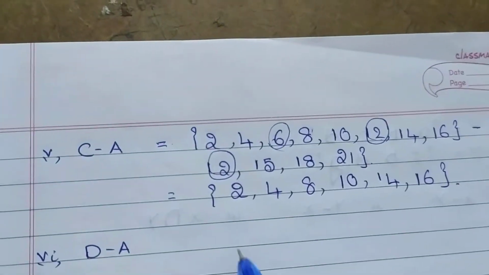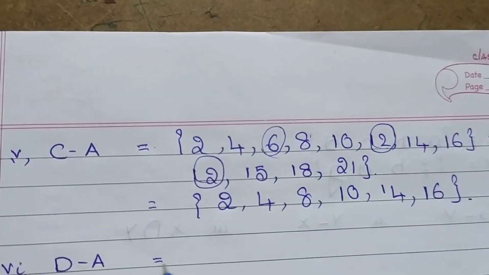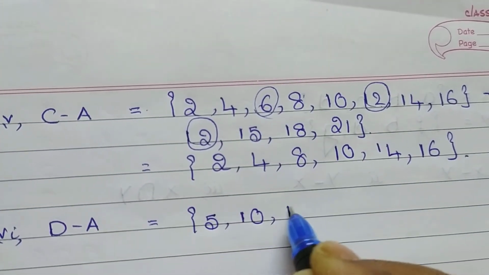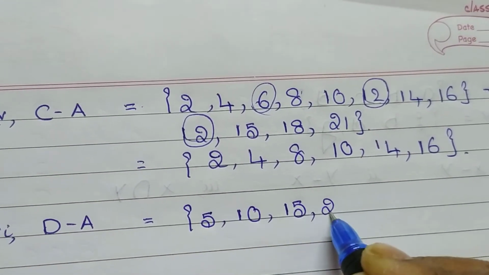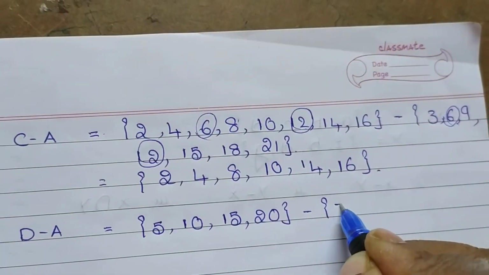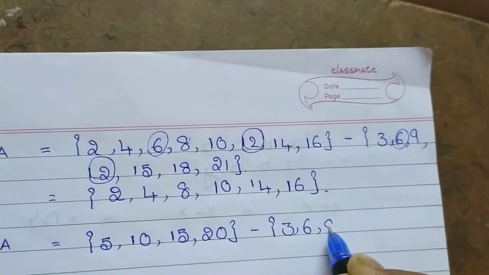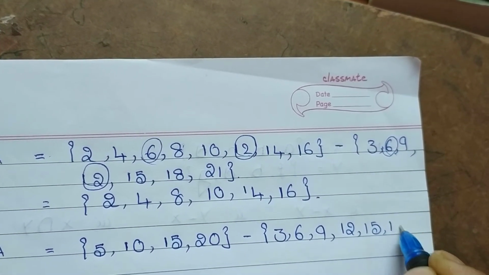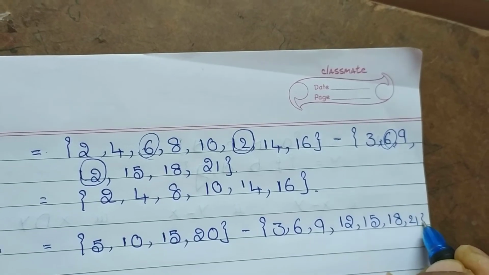So this is C minus A. Now coming to D minus A. D is 5, 10, 15, 20, minus A, which is 3, 6, 9, 12, 15, 18, 21.